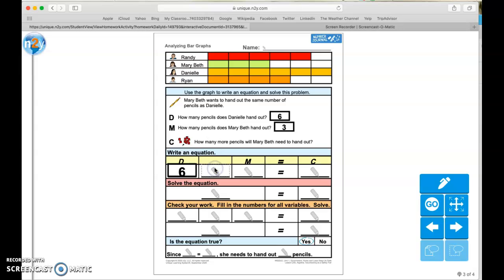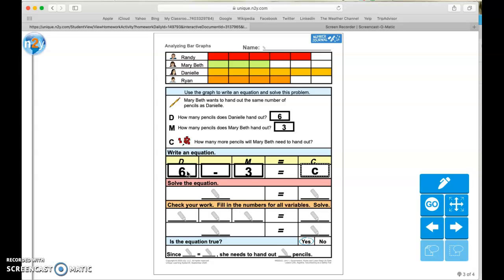How many more? Means we're going to either add or subtract. Which one? We are going to subtract. And then M for Mary Beth, hers is 3. So for right now, we are going to write C, okay? So notice that this part right here says write an equation. So that's what this is right here. This is our equation. 6 minus 3 equals C. So this is our equation.